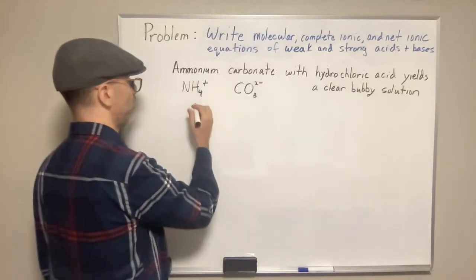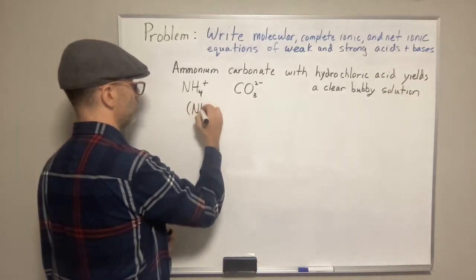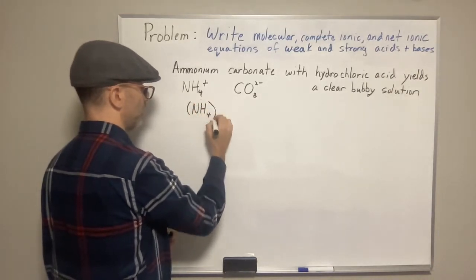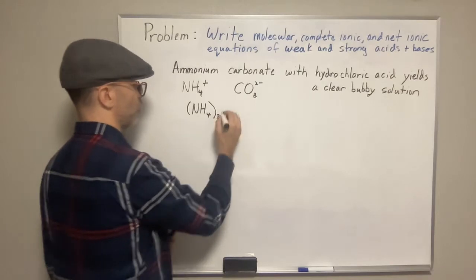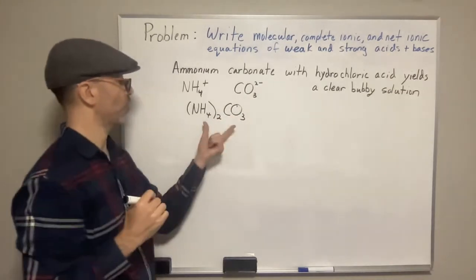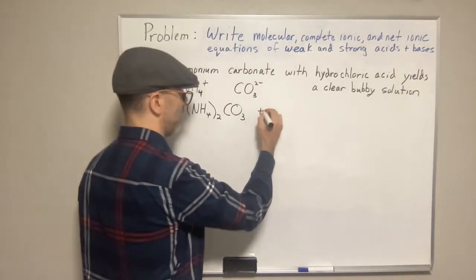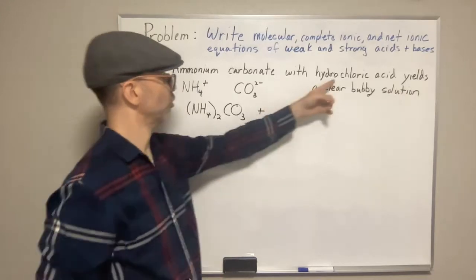So when we do that, we're going to need to use parentheses. So we have NH4 in parentheses, and we're going to need 2 of those. And we have CO3. So that's the formula for ammonium carbonate. So we're going to add to that hydrochloric acid.